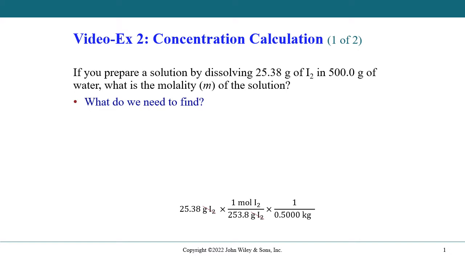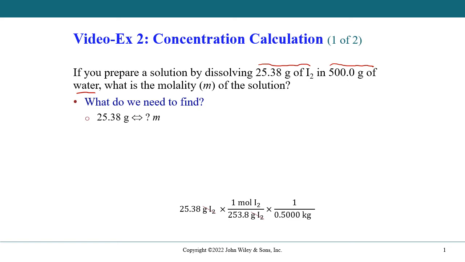We're given 25.38 grams of iodine. That is the solute, the stuff that's going to dissolve in the solvent, which is 500 grams of water. So those are the two components of our system. What do we need to find? Well, we need to find the molality. Remember, the symbol is little m.